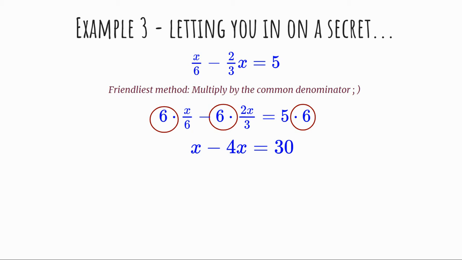I can see that on the left side, I can group my like terms and end up with negative 3x equals 30. And again, we can almost solve this one by inspection. What number multiplied by negative 3 gives me 30? But I can also do a division. I can divide everything by negative 3 to cancel out the negative 3 multiplying as a coefficient on the left side. And when I do that, the negative 3 multiplying and dividing on the left side cancels, and I end up with 30 divided by negative 3, which is negative 10.